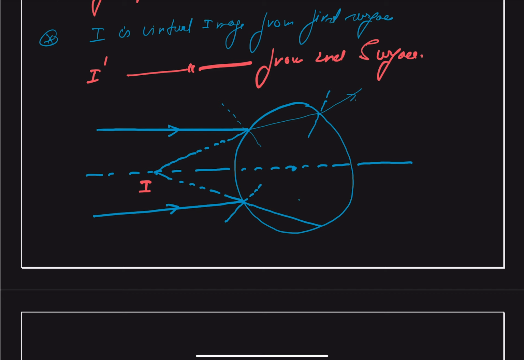Let me draw the normal again. So this will be our normal, and now we can just plot the bend like this, and if we extend them backwards, they will be meeting somewhere here. So this will be our second image because of the second surface, that is our I prime. And all these normals, if drawn correctly, should be meeting at the same point.